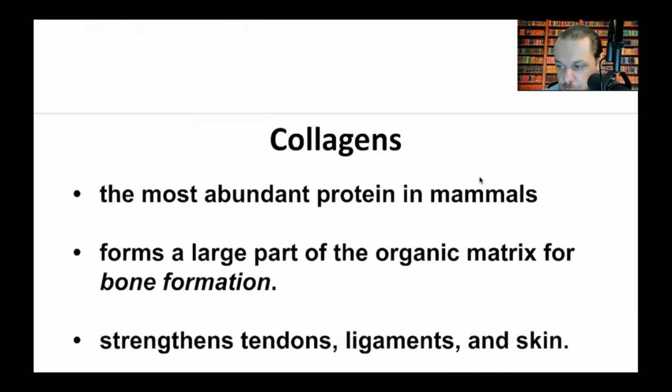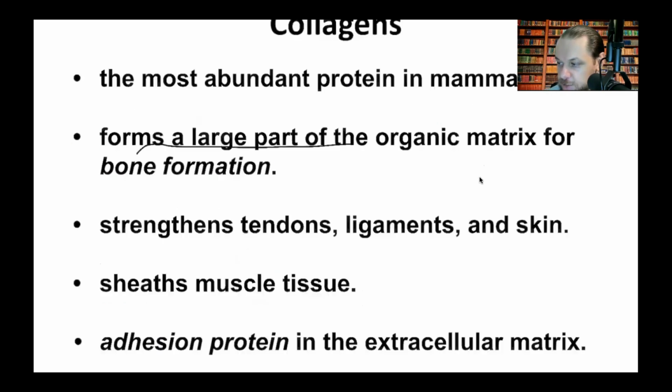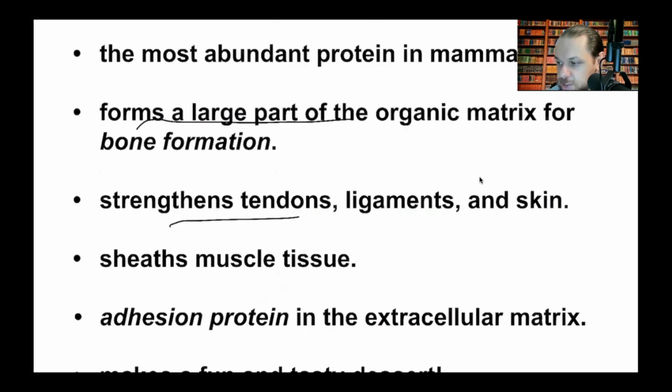What's the problem with this? We talked about collagen. We said collagen is responsible in the skin for keeping that form, but it's also responsible for the matrix of the bone formation. It's a large part of the bone formation. It strengthens the ligaments, tendons, and skin. That's why you see people getting collagen implants if the skin starts to sag.